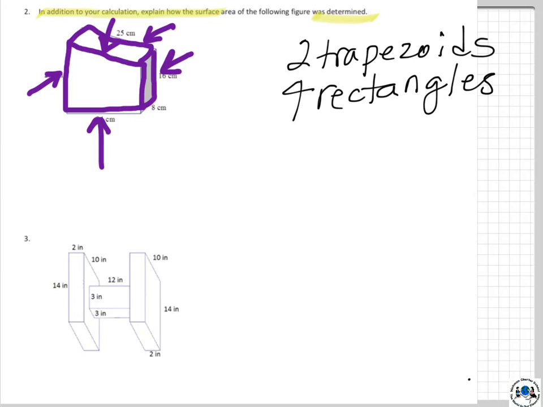So if you would go ahead now and, again, remember this area of a trapezoid, and I'll just give you a hint.